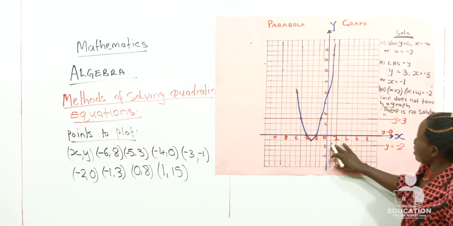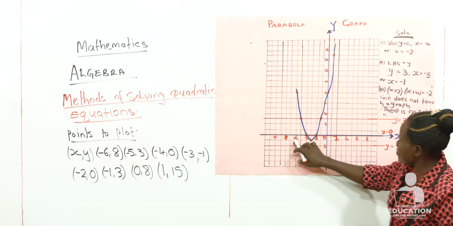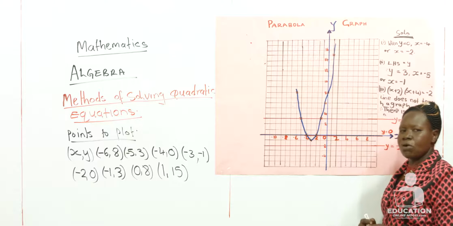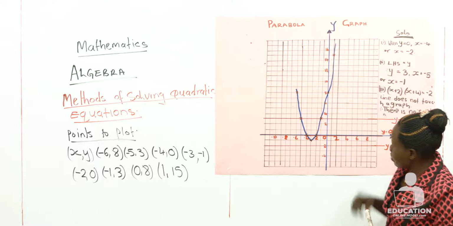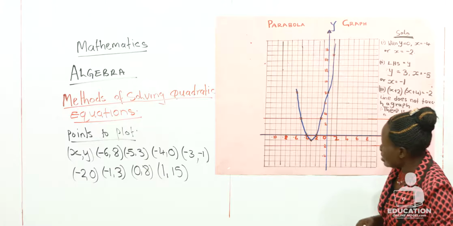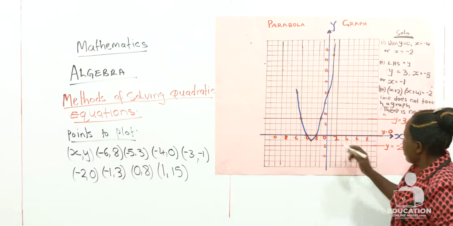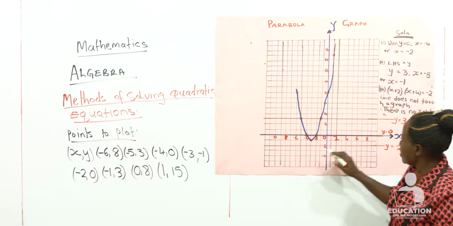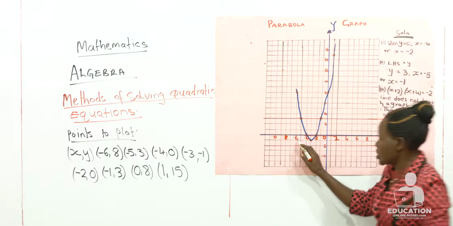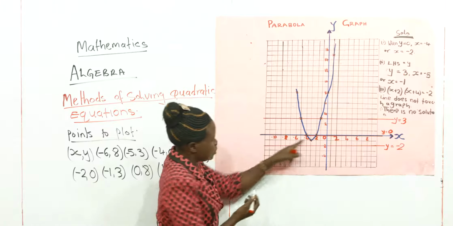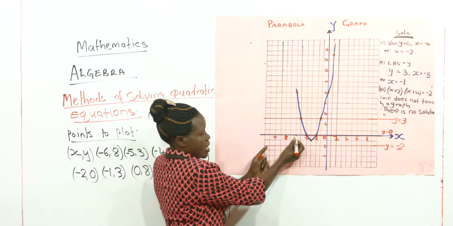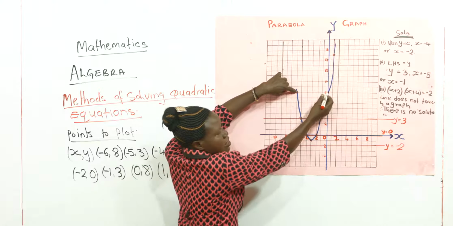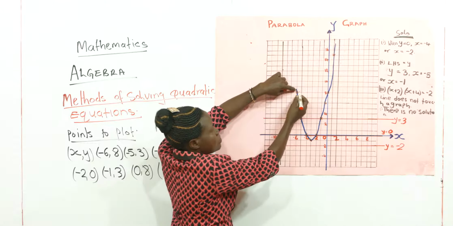When you look at our graph here, in each small square, it has a unit of 1. So 1 unit is equal to 1 small square. So if we are to plot our point negative 6 and positive 8, we look at negative 6 on our x-axis. From 0 here, negative 6 is here, and then you follow this line straight up to where positive 8 on the y-axis is, which is here. So positive 8, you plot here.